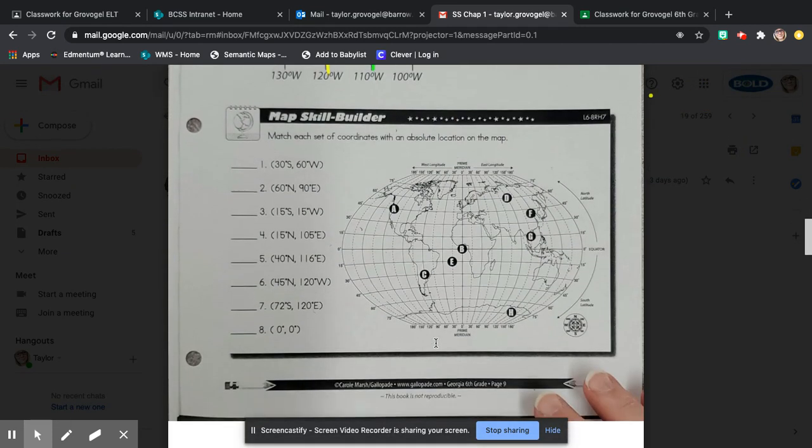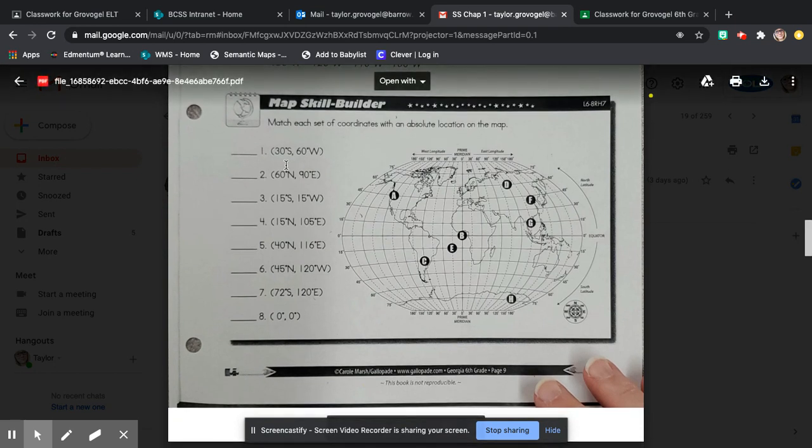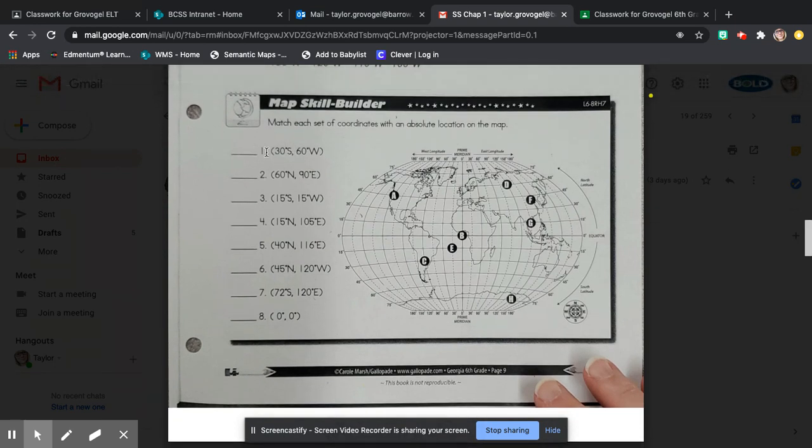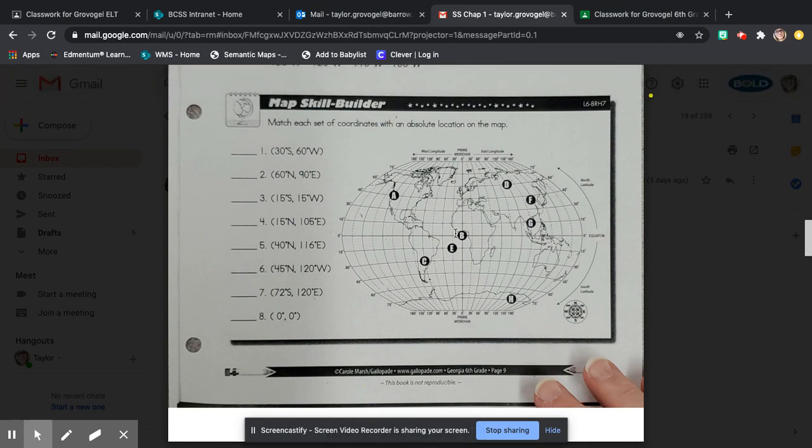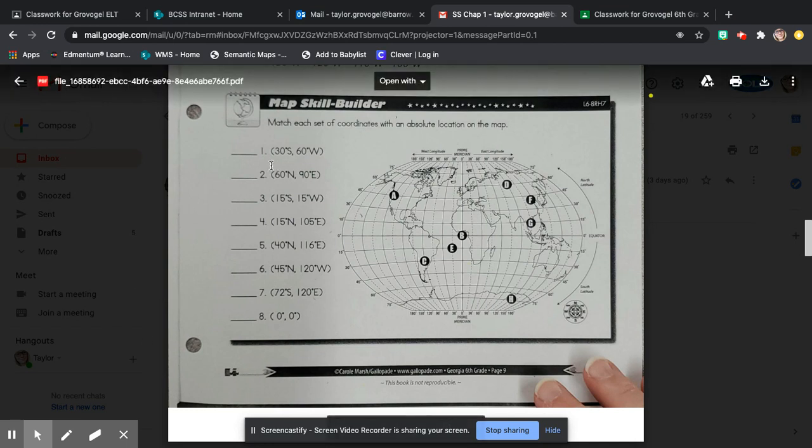So what I would like you guys to do is we're going to do numbers 1 and 2 together, and then you're going to do 3 through 8 on your own. So for our map skill builder, let's read the instructions. It says match each set of coordinates with an absolute location on the map. Now this map is kind of hard to see on this video. It should be easier to see on your packet. So let's look at number 1.